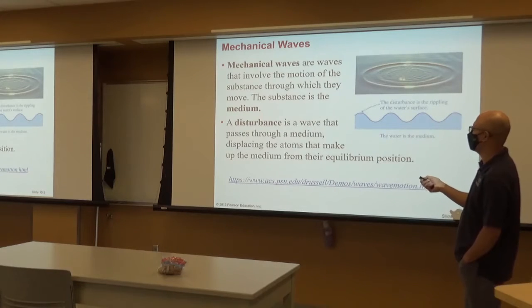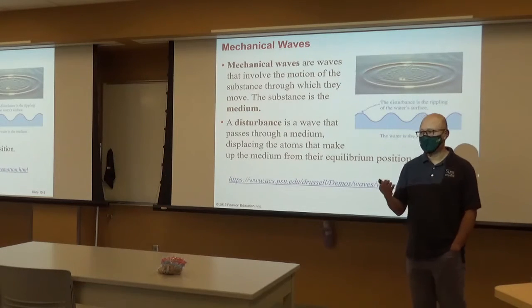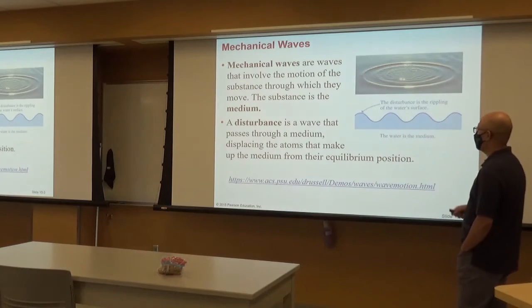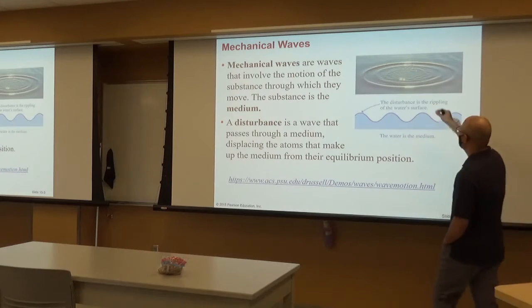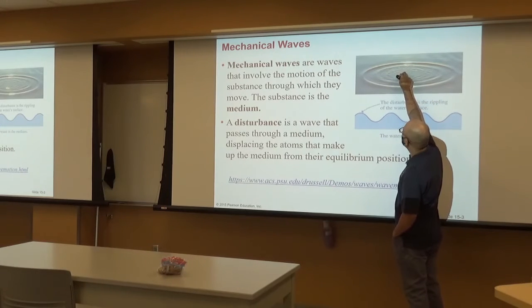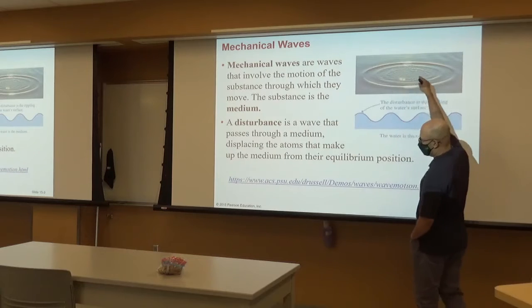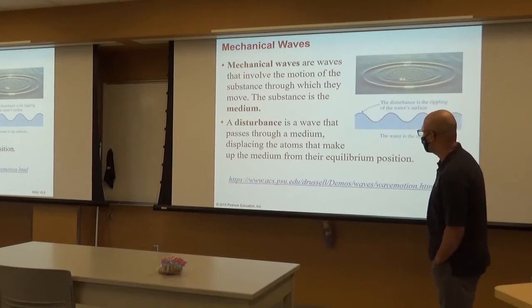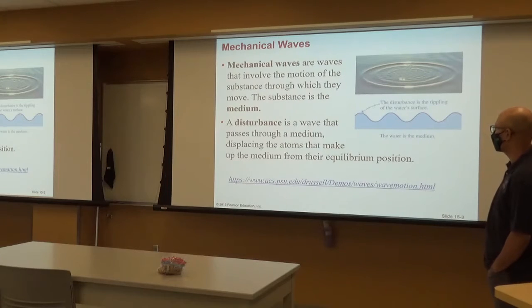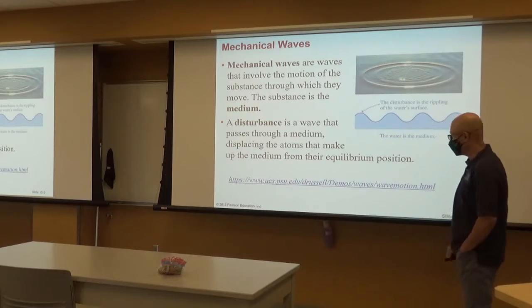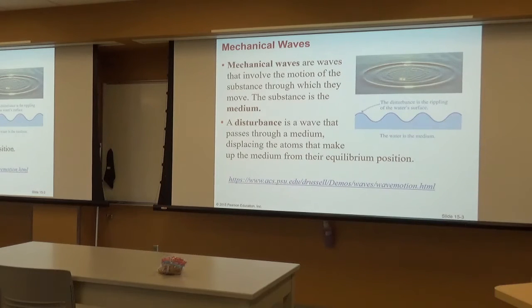So mechanical waves are the waves that require a medium to be transferred from one point to another point. Basically you disturb a point in the medium, and then that disturbance is propagated in the medium. So let me show you a simulation.